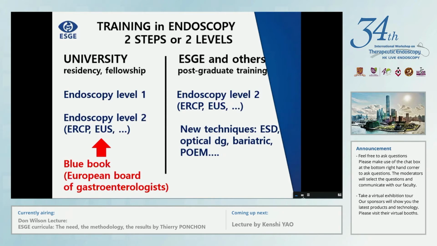Then, when you begin your career, when you quit the university, you need to continue to be trained. And this is called postgraduate training. This is organized by the European Society of Gastrointestinal Endoscopy or the French Society or the German Society, etc. So this is the role of the scientific societies. They also organize training for endoscopy level 2, ERCP, EUS. So there is a kind of competition between these two periods of time. But more important, they should train people about new techniques, ESD, optical diagnosis, bariatric, and POEM, for example, okay? Because this is not covered at the university. So it has to be covered by Europe, by the scientific society. And so that's why it does correspond to curriculum. So there are two needs.